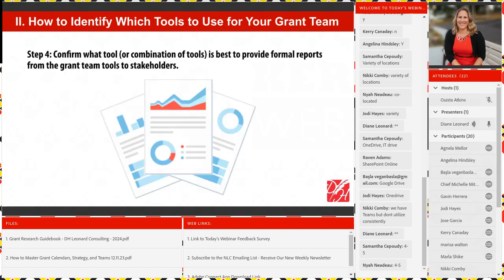So again, totally optional homework. It's not like you have to report back to me. Your homework is not due on a specific day, but I think that that's a really helpful challenge to make things easier for your grant team members.